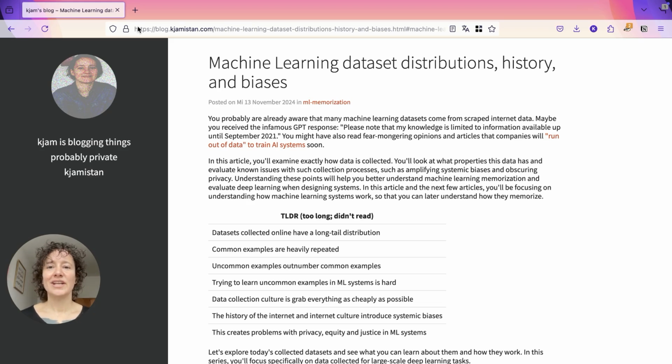Hey everybody, I'm working on a machine learning memorization series. Today I'm going to walk you through one of the first articles, which is about how the data sets work.